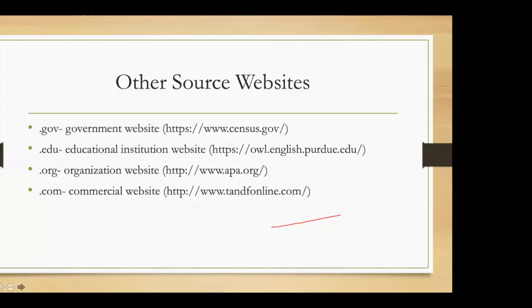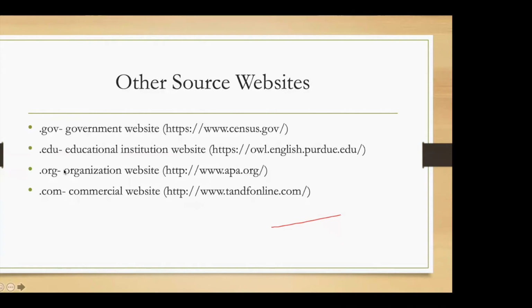Other places you can search online. You can go to a .gov website, which is a government website. Here you often find government statistics if you're looking for them. You can go to an EDU site, an educational website, such as the Purdue OWL. This is often where you can find different studies that universities publish.